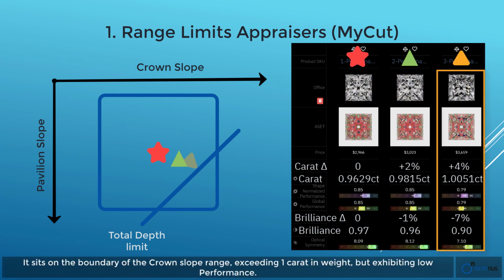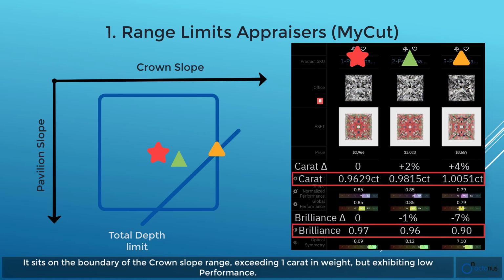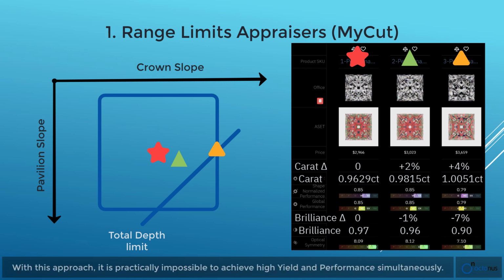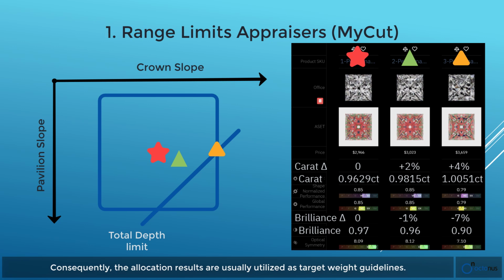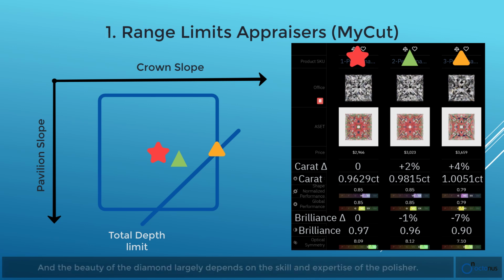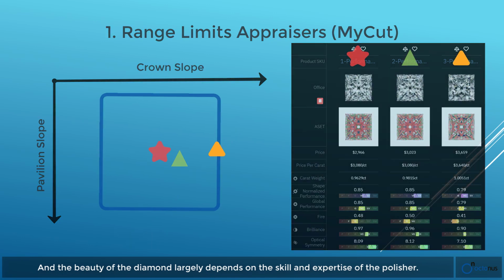It sits on the boundary of the crown slope range, exceeding 1 carat in weight, but exhibiting low performance. With this approach, it is practically impossible to achieve high yield and performance simultaneously. Consequently, the allocation results are usually utilized as target weight guidelines. And the beauty of the diamond largely depends on the skill and expertise of the polisher.